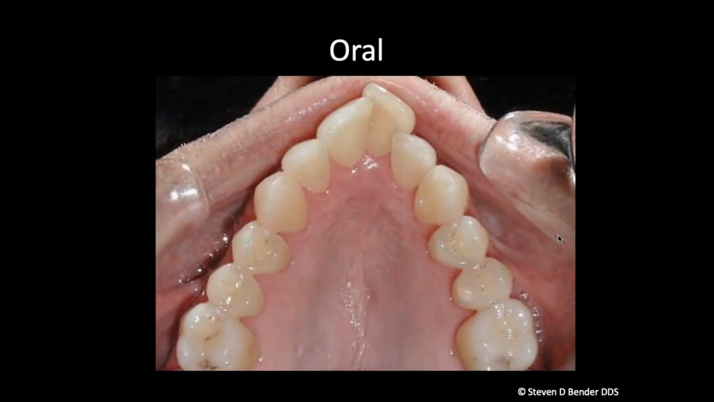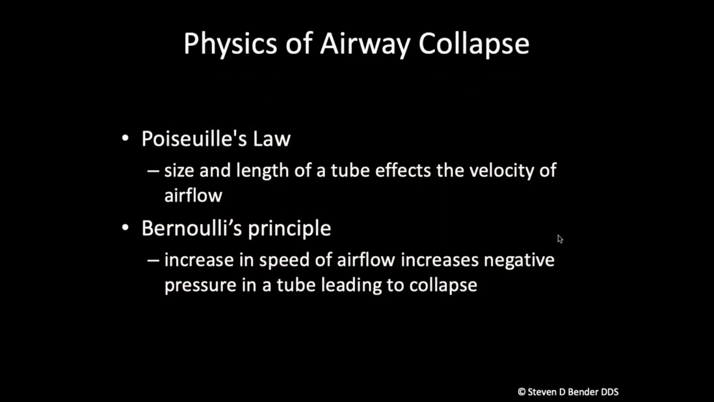When you look in their mouths, you'll see very narrow, vaulted arches of the palate. And so why is that? Why would these patients be as susceptible? Well, I'm not a physicist, so bear with me, but there are a couple of laws of physics that would suggest why the airway is more collapsible in these people.